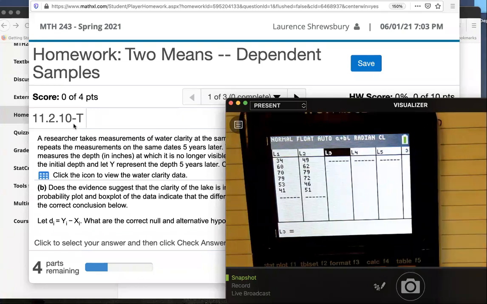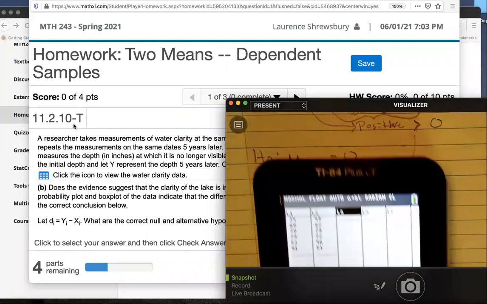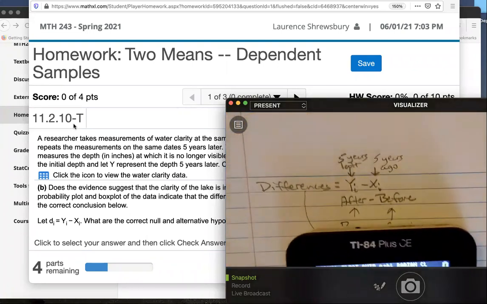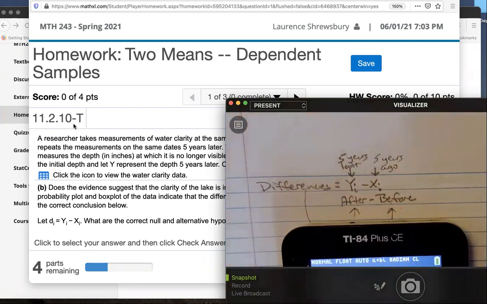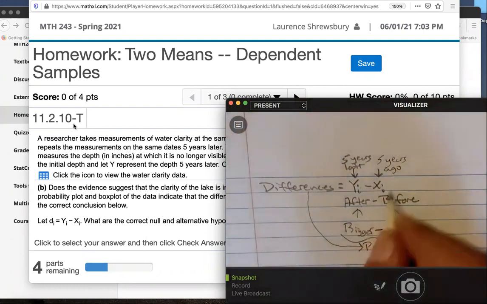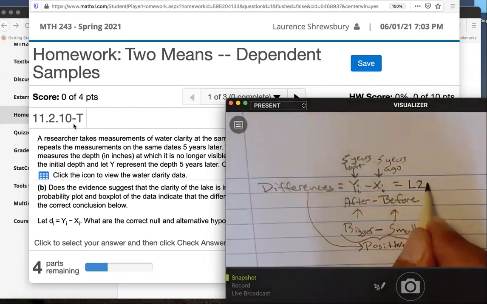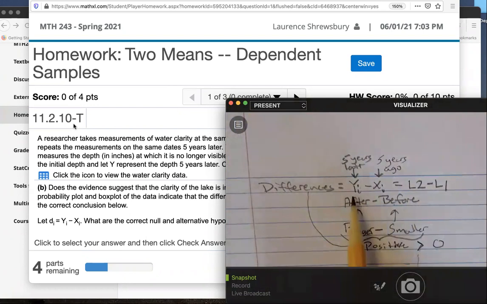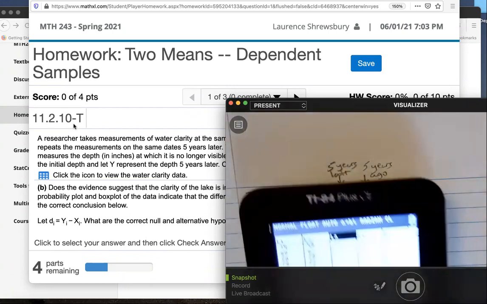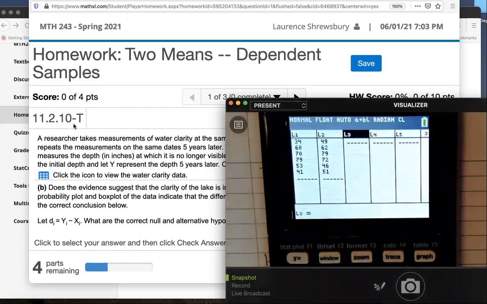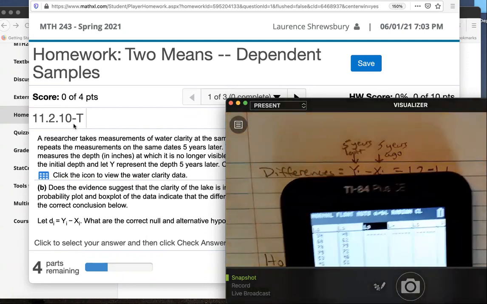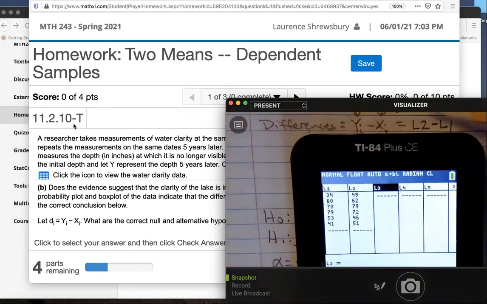Now, what we've got to do, because remember what we did, because this we put in list two. We've got to do list two minus list one, don't we? Because we put the 5 years later in list two and we put this in list one. So that's what I'm going to have to do over here. I'm going to have to essentially get this L2 minus L1 right in here. How do I do that?